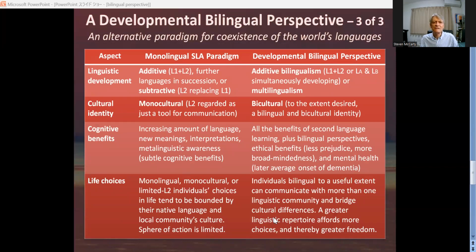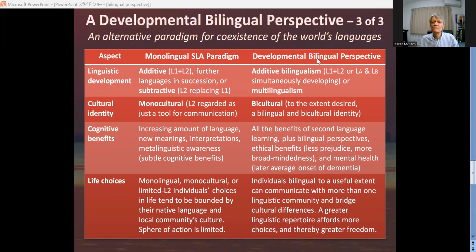And then regarding linguistic development, especially at the individual level. In the monolingual paradigm, it is usually additive, as in regular language education, where you add the second language to the first, and further languages in succession, if someone becomes multilingual, learning one language after another. But it can also be subtractive, especially for immigrant children, where the second language replaces the first.